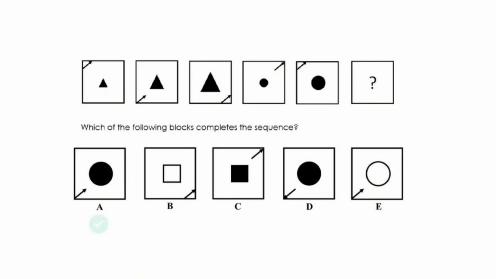Correct answer: A. Explanation: there are two rules to follow. The first one is that the arrow at the corner of the square moves to the next corner in a counterclockwise direction without changing its direction. For the second rule, the middle shape gets bigger with each step, first from small to medium and then from medium to large.